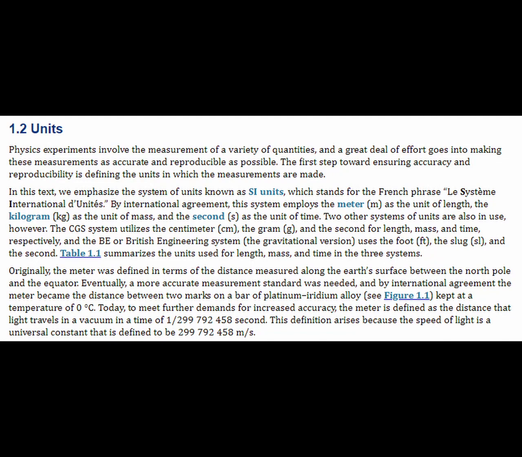In this video, I'm going to go over units and unit conversion. I will also show you a way of reasoning in unit conversion.